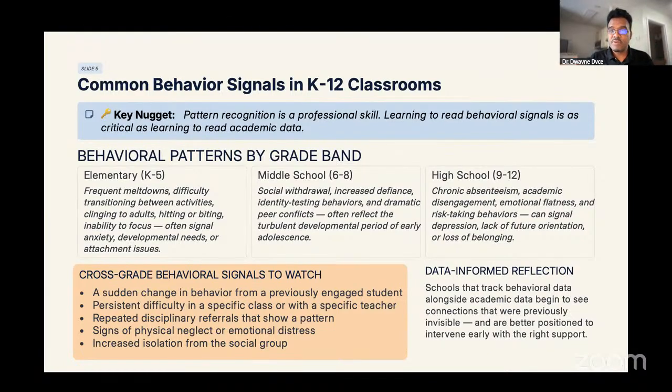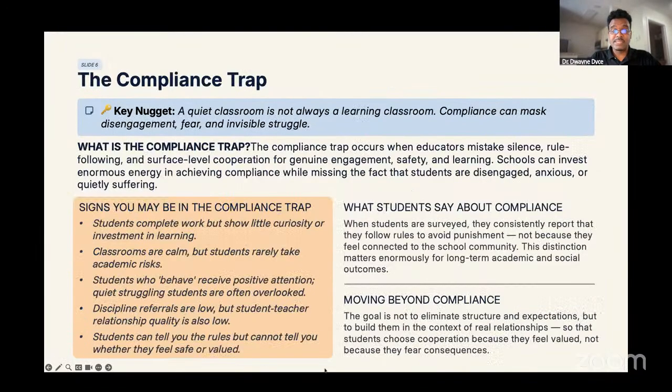Repeated disciplinary referrals that show a pattern over time, and signs of physical neglect or emotional distress. Pay attention to those in the students. And the last one here in the orange is increased isolation from the social group. So you need to pay attention to those and ask questions. Befriend the friends they have so that you can keep up with the changes and the patterns. This is our job, to find out what's happening with students.